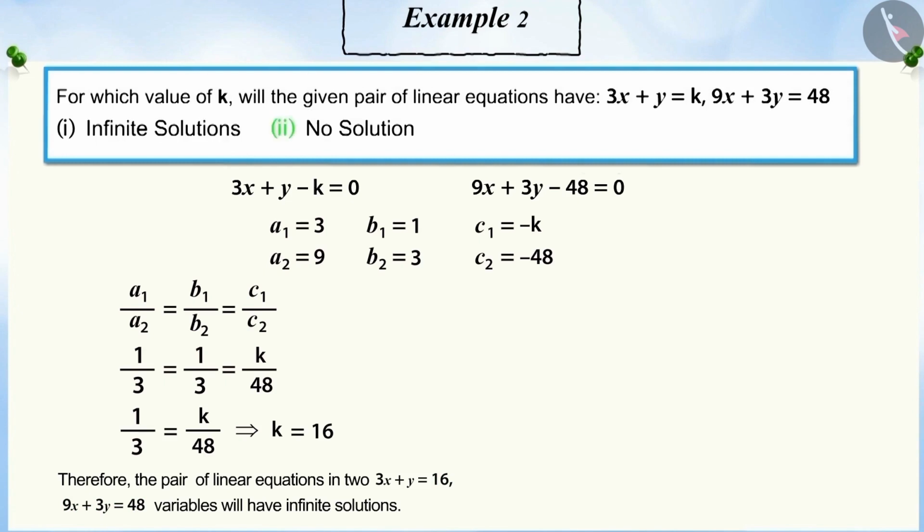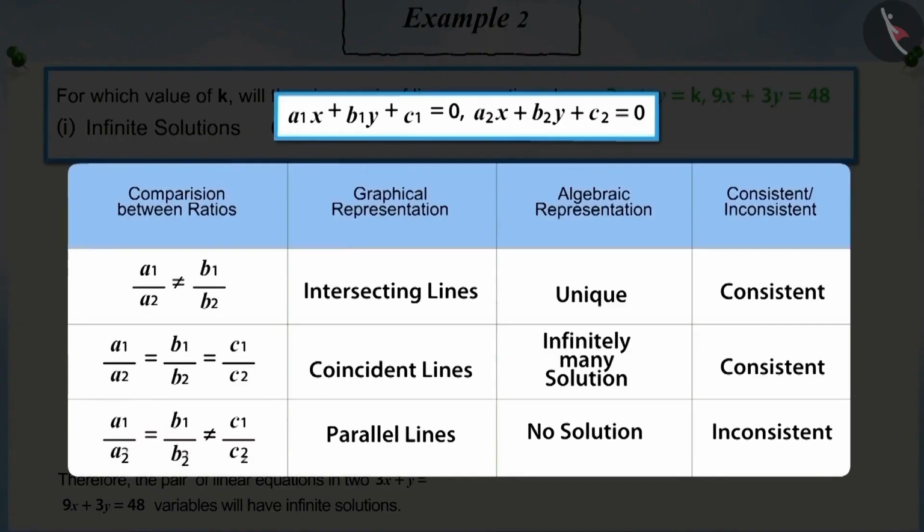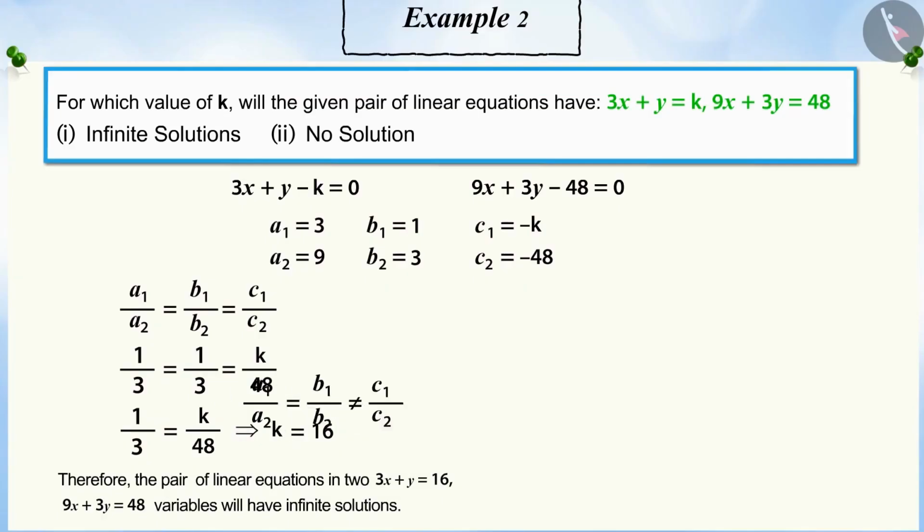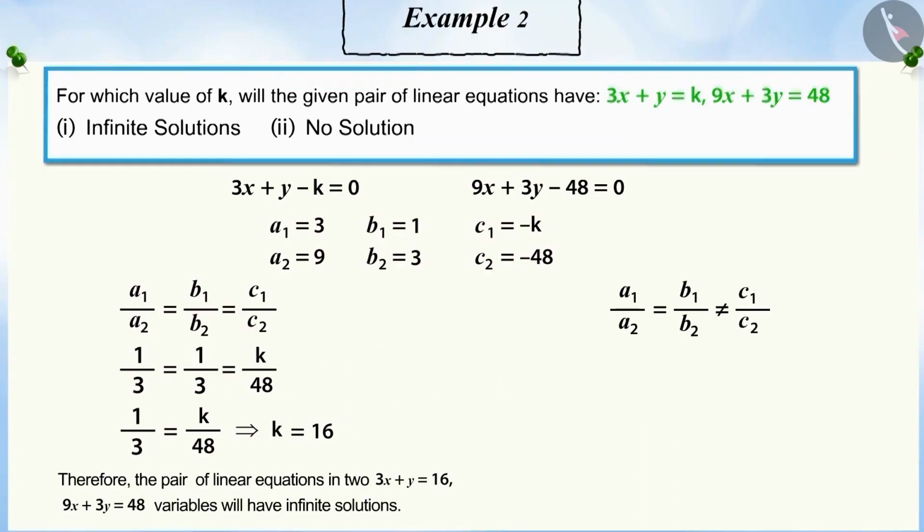Now, in the next part of the question, we need to find out for which value of k the given pair of linear equations will have no solution, again with the help of the table. The given pair of linear equations will have no solutions if a1 by a2 is equal to b1 by b2, which is not equal to c1 by c2.